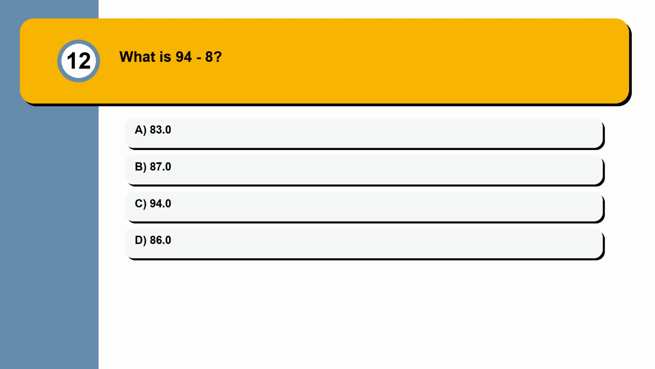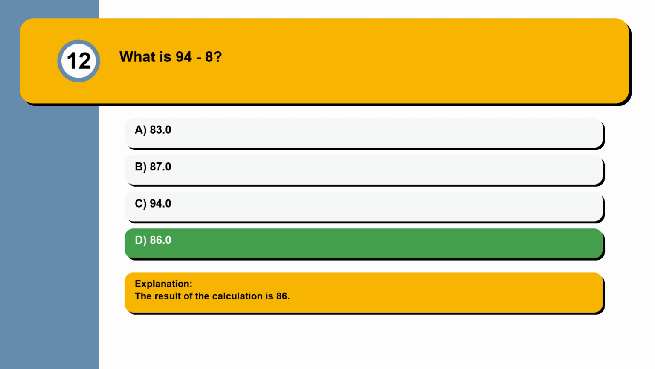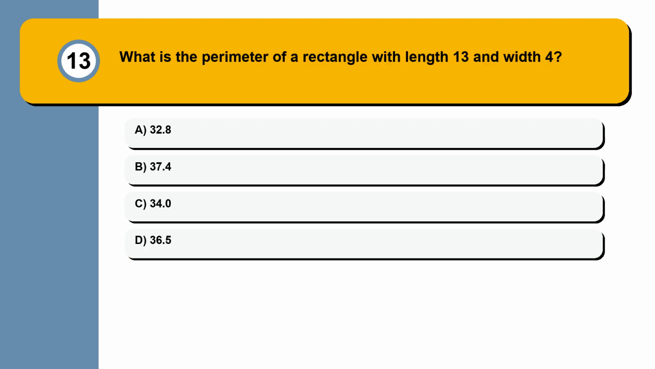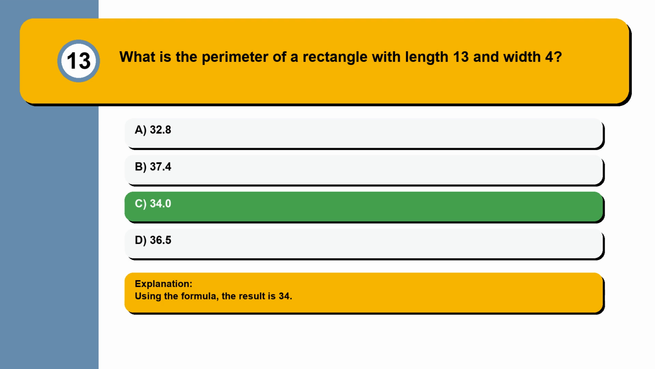Question 12. What is 94 minus 8? 83.0, 87.0, 94.0, 86.0. The result of the calculation is 86. Question 13. What is the perimeter of a rectangle with length 13 and width 4? 32.8, 37.4, 34.0, 36.5. Using the formula, the result is 34.